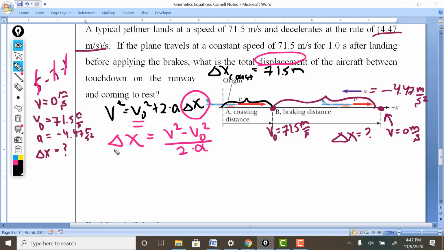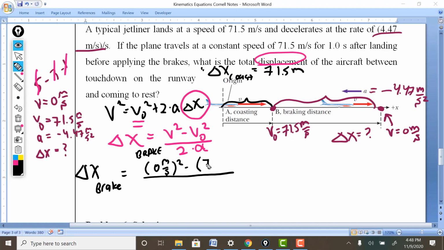All right, so let's be clear on this. This is the braking. Up here, we found the delta x, the displacement, while it was coasting, while it didn't apply the brakes, while acceleration was 0. Now, however, it is applying the brakes and it is slowing down. We plug in the appropriate numbers. So v is 0, v naught is 71.5. This is a minus. And then acceleration, this is very important. Make sure it's negative, negative 4.47.